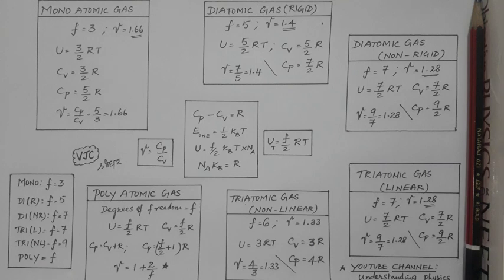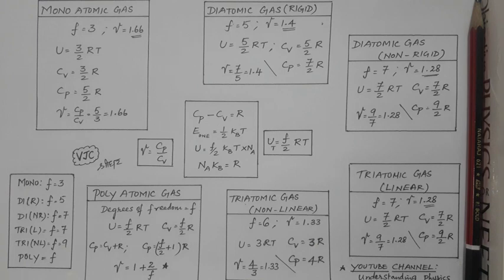I prepared a concept map for specific heats of gas. I hope it will be useful for you. Basically, when we talk about specific heats, we have specific heat at constant pressure and specific heat at constant volume. And we also know Cp minus Cv is equal to R.